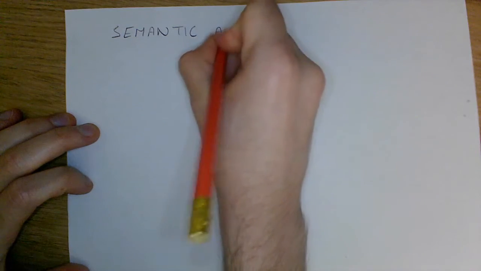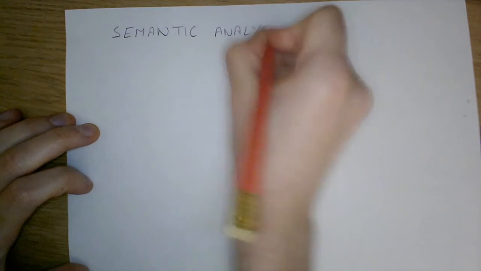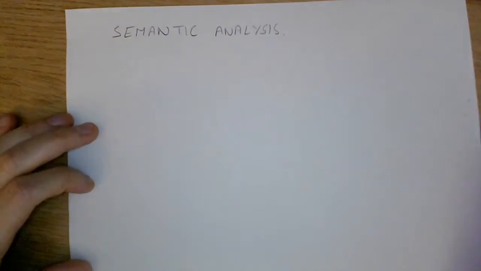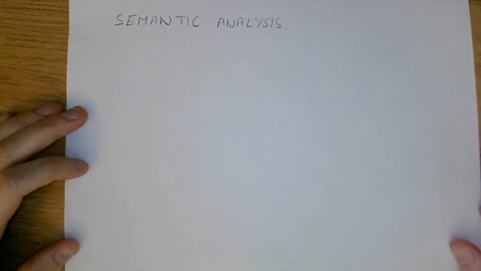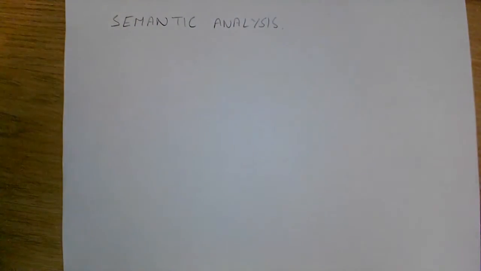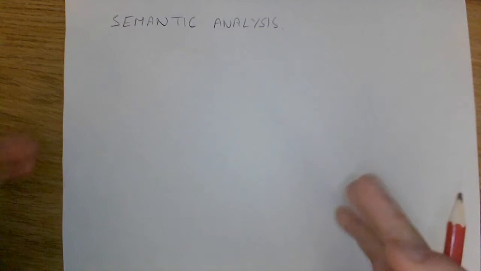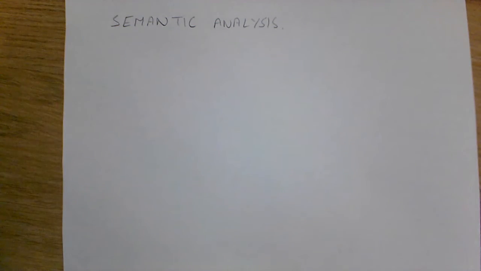But we now move on to semantic analysis. Semantic analysis. What is that all about? Well, we've gone through 3 different stages so far in our compilation process. We've gone through lexical analysis, which is about making sure the words exist in our language. We've gone through syntax analysis, which is about making sure those words are in the right order.